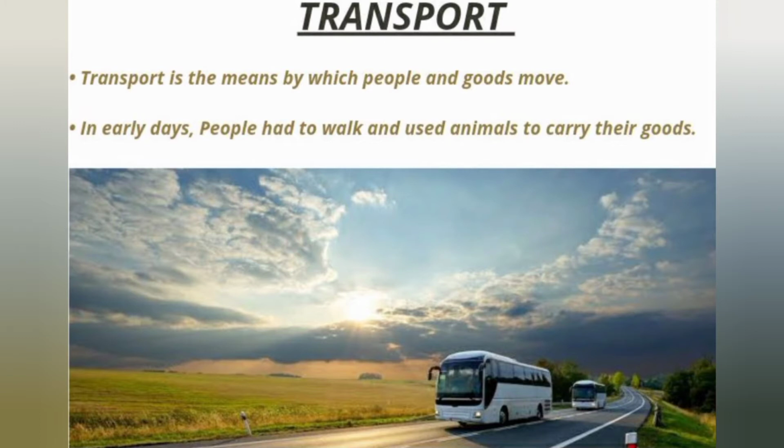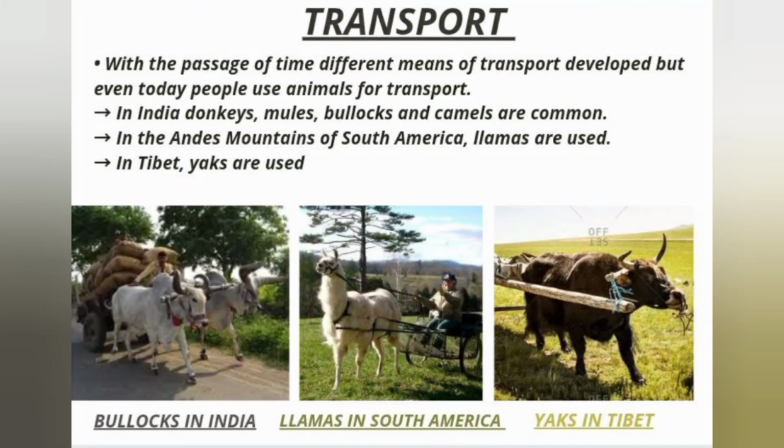In earlier days, people had to walk and use animals to carry their goods. With the passage of time, different means of transport developed, but even today, people use animals for transport. And there are some examples you can see in India. Donkeys, mules, bullocks, and camels are common animals that are used for transportation. In the Andes Mountains of South America, llamas are used, and in Tibet, yaks are used as common transport animals.